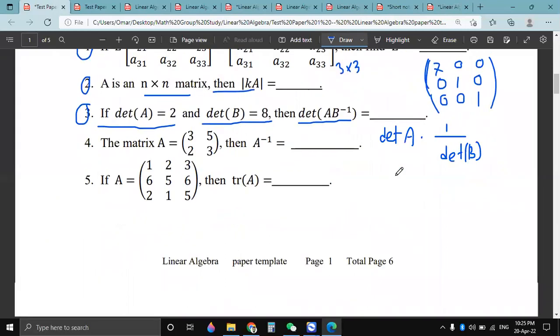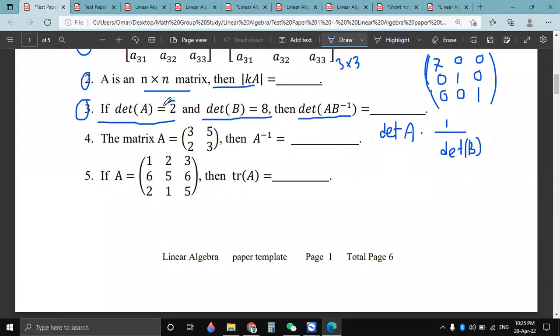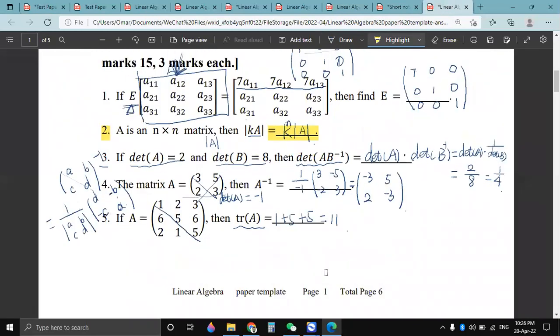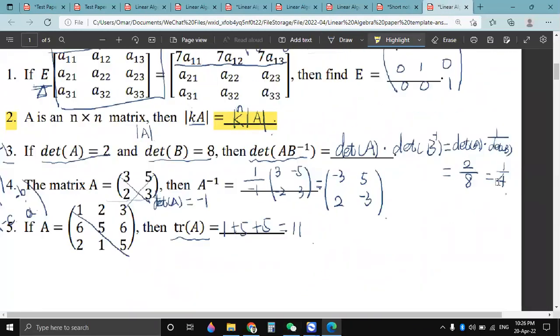So if you just plug in the values, the determinant of A is 2. So 2 into 1 over determinant of B, which is 8, right? So 1 over 8. So the ultimate answer is 1 over 4. Okay. So you can see here the answer is 1 over 4, right?